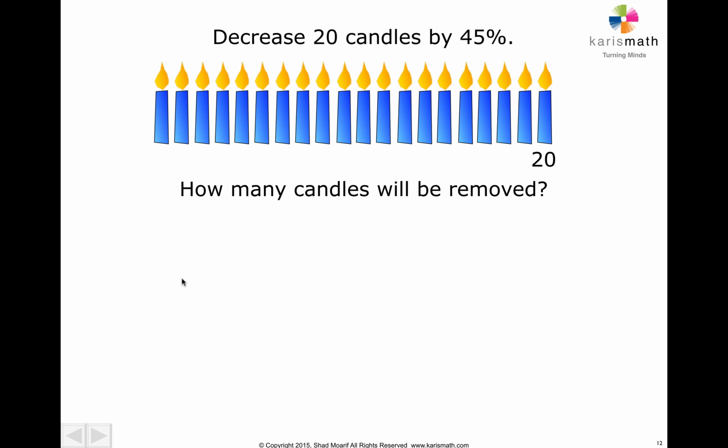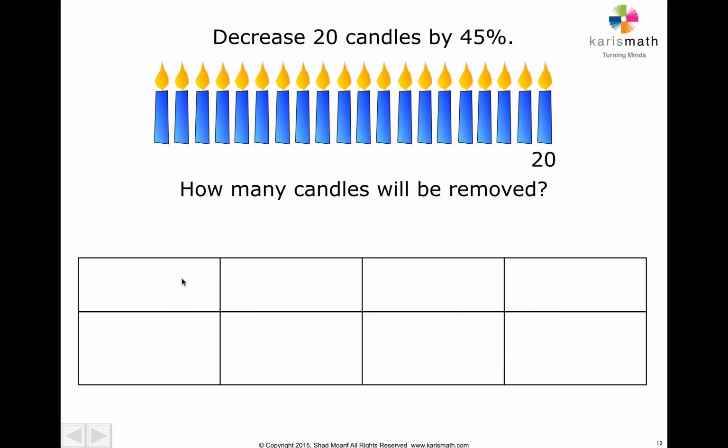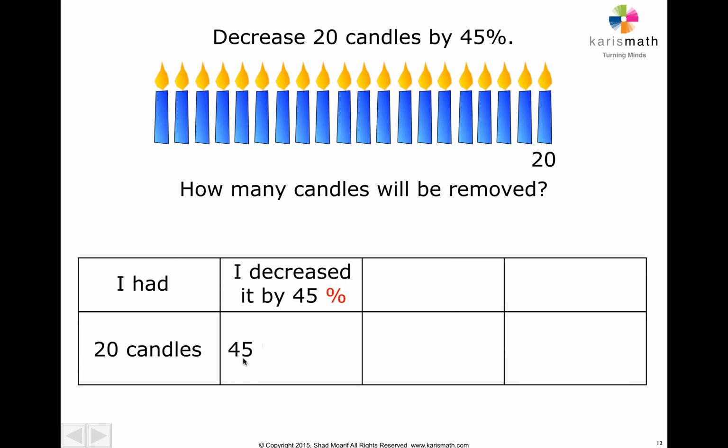In the meantime, I can show it to you here on the screen. So here's the grid. Start with what? How many we had? Always start with what you have. You had 20 candles. Next, what's the next thing you're being asked to do? You have to decrease it by 45%. Now, the bit that you need to add on your own is that it's 45% of 20, of the original, right?